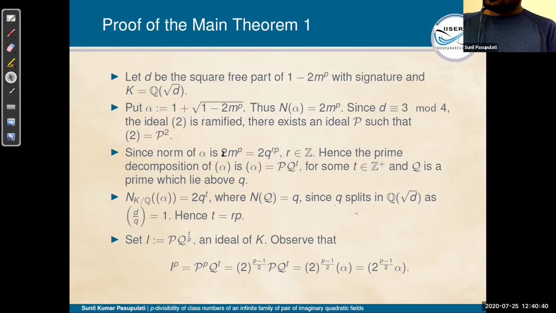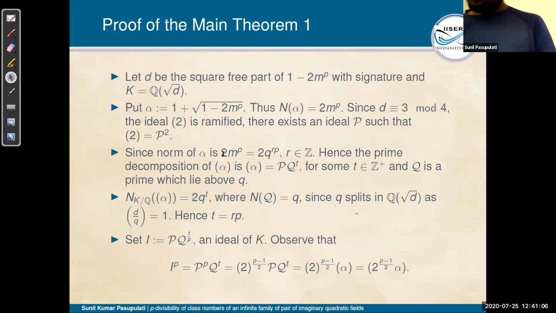Let's say d is the square-free part of 1-(2m)^p, with a sign, and then k is equal to Q(√d). The idea of this proof is that we construct an ideal I such that I^p is a principal ideal, and then we show that I itself can't be a principal ideal. So p divides the order of the class group, which means p divides the class number. That's the idea.